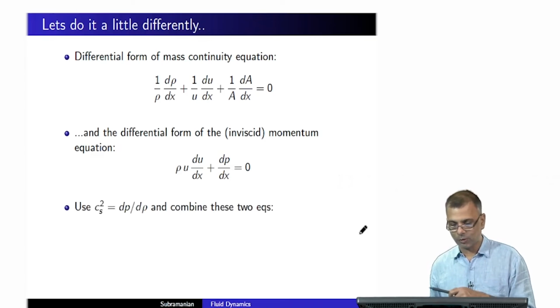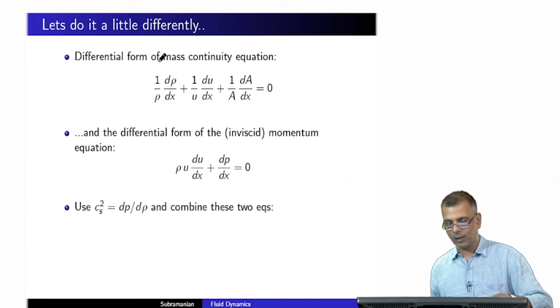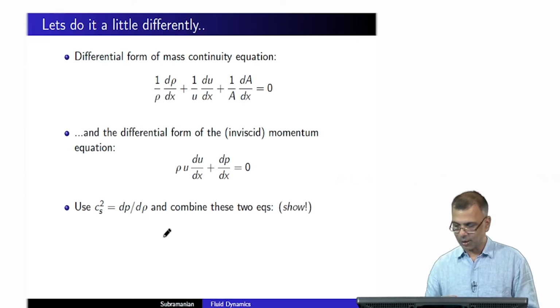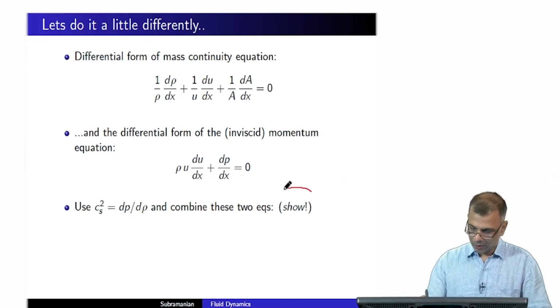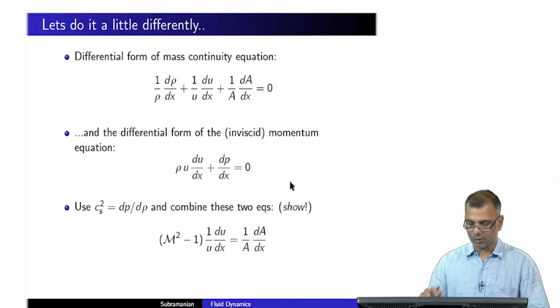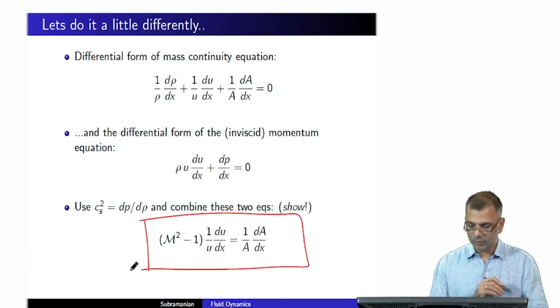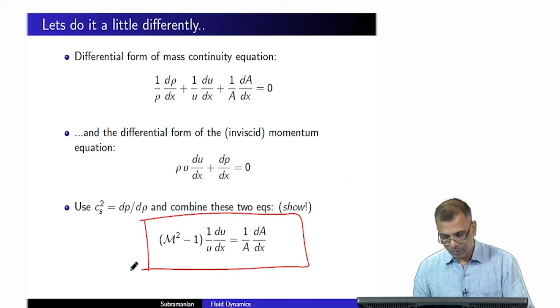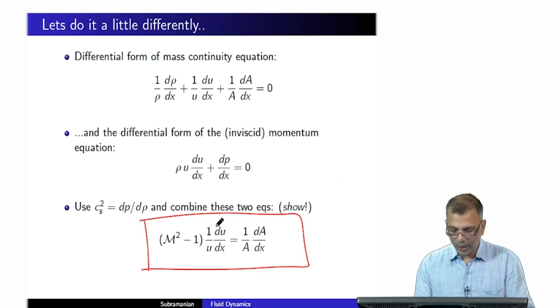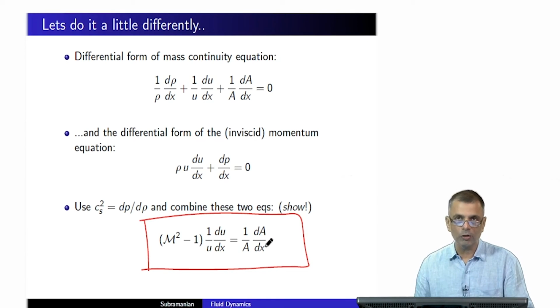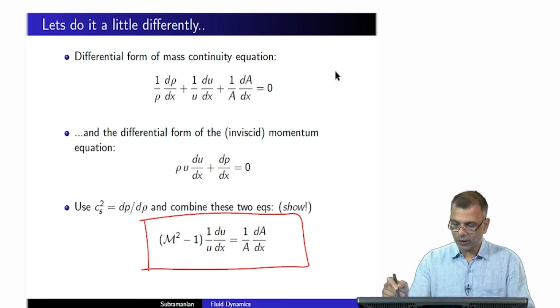So that's the differential form of the inviscid momentum equation. We combine these two using the familiar sound speed. Again, I strongly urge you to show the following result. This is a very important result. This would be the way the velocity changes, and this would be the way the area of the tube changes.